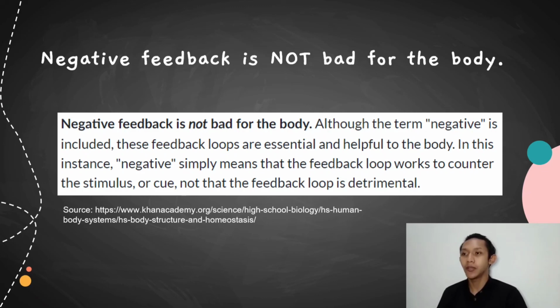The students got confused because of the word negative, so they think that negative feedback is bad for the body. Negative simply means that the feedback loop works to counter the stimulus, which is, the homeostatic mechanism works to counter the stimulus to balance the internal environment of the body.